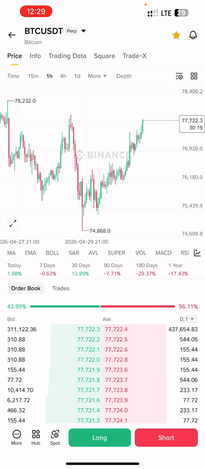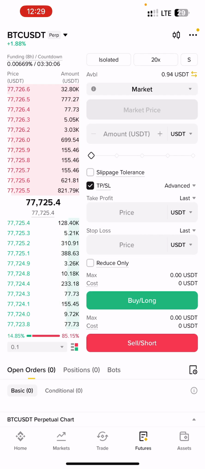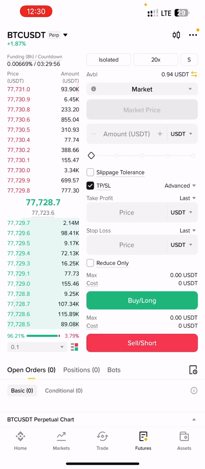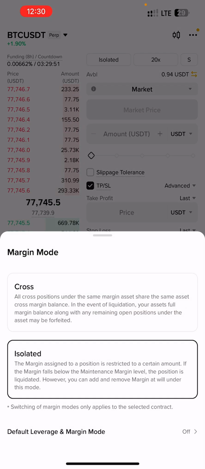So here now, if I'm to buy, that is, if I'm to long this BTC as BTC is going up, what I will do is click this long. When I click long, you will see the platform here is quite different from the one we saw in the market. Here you will see something called isolated, so isolated margin and cross margin.